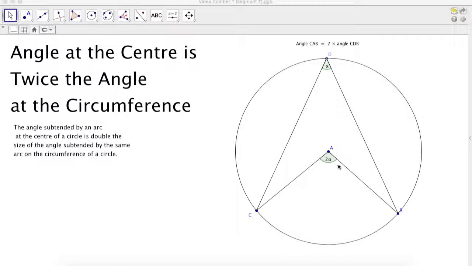Basically, this means that the angle that is at the center of the circle is A. This angle at the center of a circle is twice the value of the angle at the circumference of the circle.